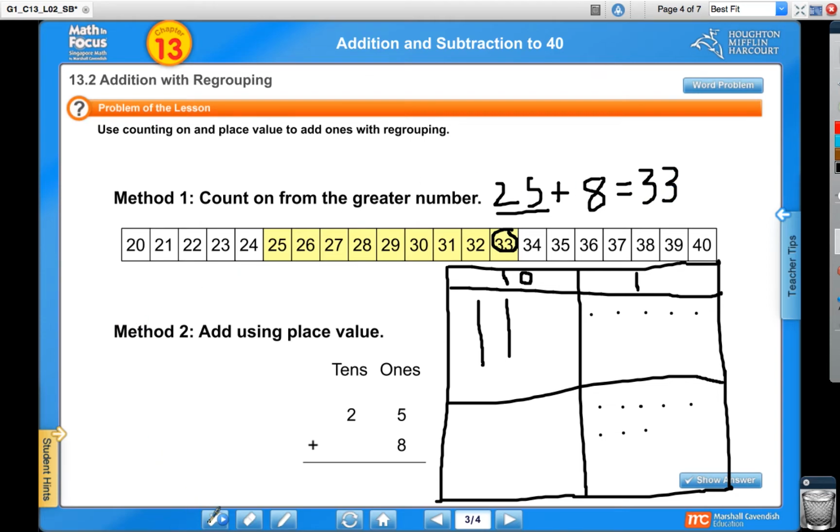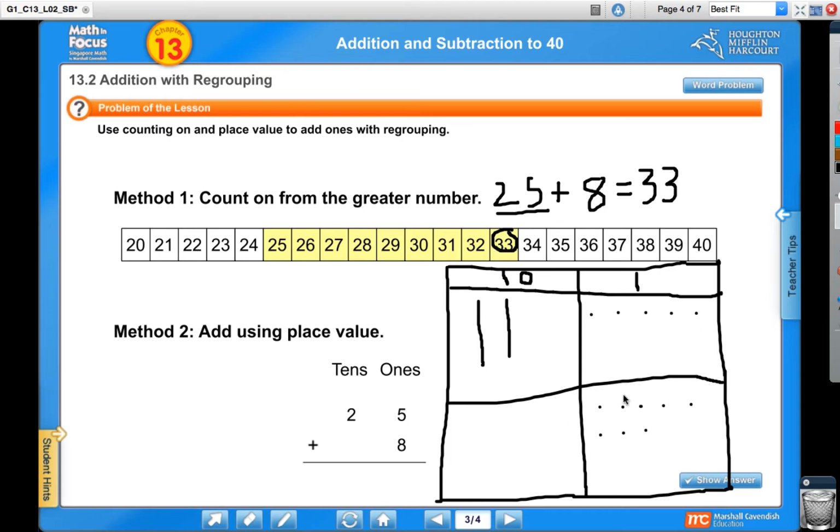Now let's move on to our second method. In method number 2, we're going to use place value. And with place value, I like to use my tools. So I went ahead and drew a place value chart. And in my place value chart, I modeled my numbers. 25, 2 tens, 5 ones. And then I modeled my second number, 8. No tens, 8 ones. Now my next step is, of course, to build a 10.